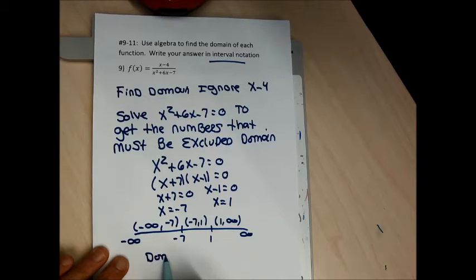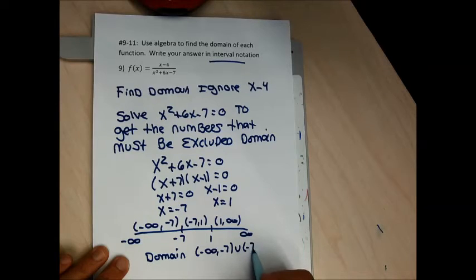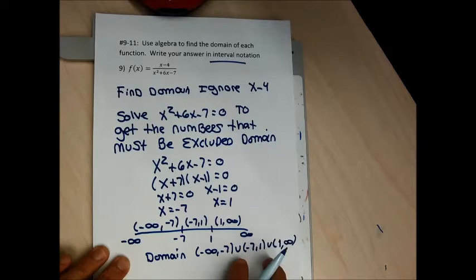I'm going to put union symbols between those intervals. So the domain of this fraction is from -infinity to -7, and then again from -7 to 1, and then again from 1 to infinity, all round parentheses separated with union symbols.